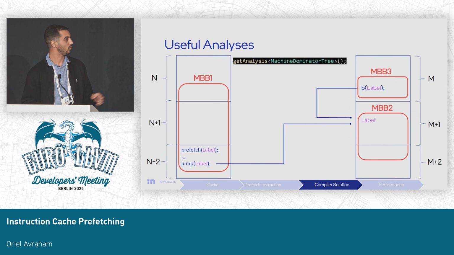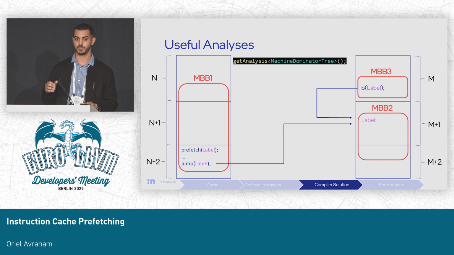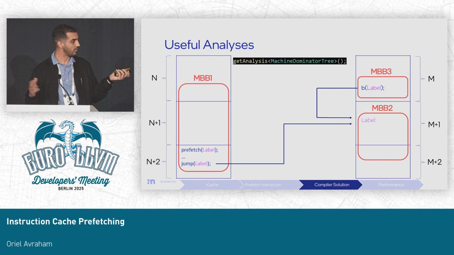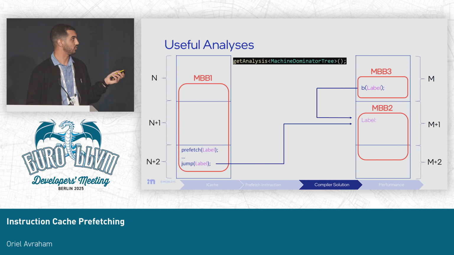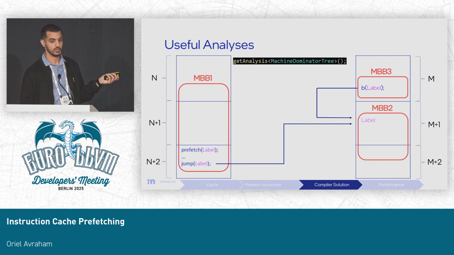Another case is, let's assume we want to insert a prefetch instruction over here inside the basic block, and we want to prefetch the code from basic block 2. So it also makes sense, but what if we have this basic block 3 that also leads to basic block 2? In this case, it's possible that we first execute basic block 3, and afterwards we execute basic block 2. And in that case, basic block 2 will already be in the cache, and when we finally execute basic block 1 and the prefetch, it's going to be wasteful because basic block 2 is already in the cache. So we probably want to avoid such a scenario as well.